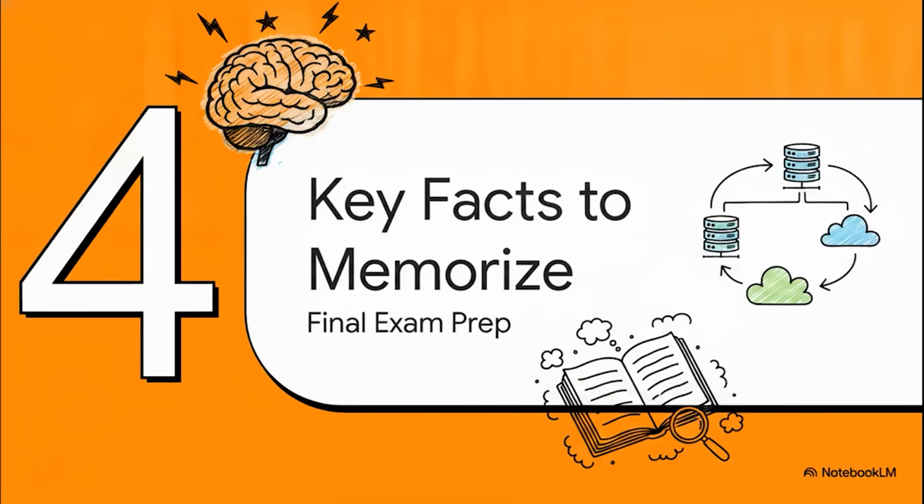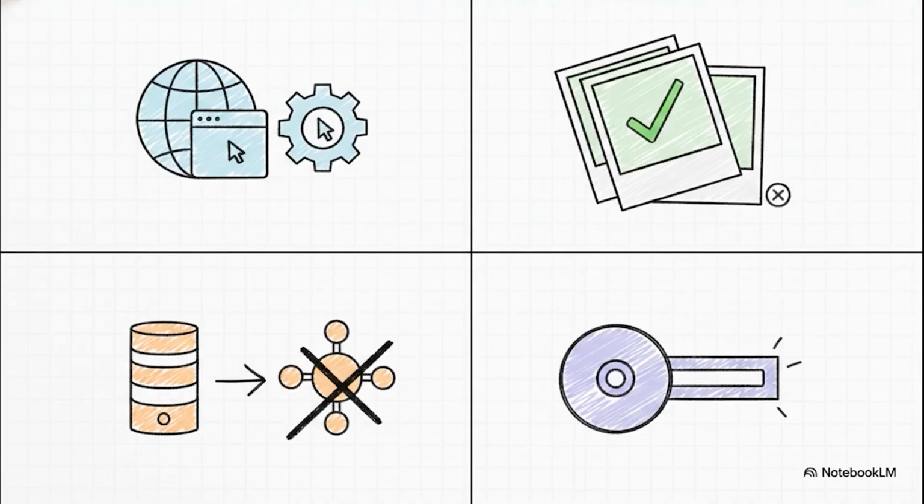All right, home stretch. Section 4, key facts to memorize for your final exam prep. Let's lock in the big 4 exam facts. Number 1. Anytime you see Hyper-V, AWS, or Azure as a migration source, instantly think PowerShell version 4.0 or later and Google Chrome.